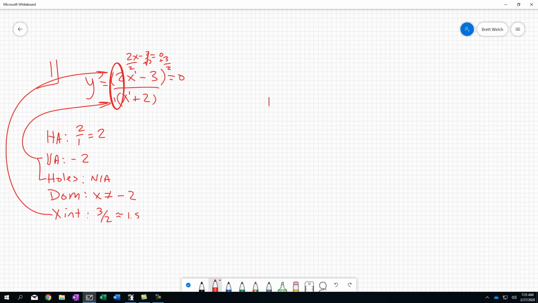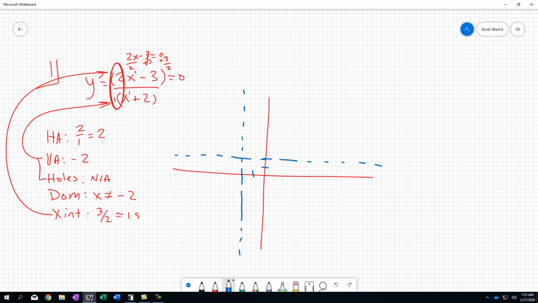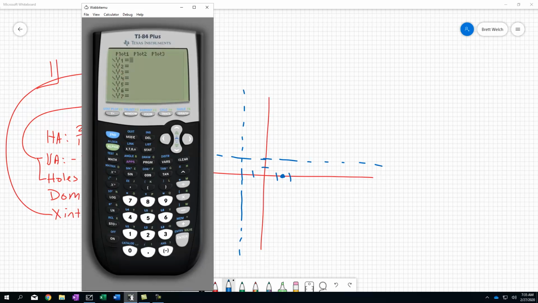Okay, so we go to produce the graph. We're going to throw a few things in. A vertical asymptote over here at -2 would be useful, and then a horizontal asymptote at +2 is also necessary. I'm supposed to cross the x-axis at 1.5, which would be right about there. I'm expecting to cross the x-axis there. Now, I could type this in the calculator, but I already know what this graph's going to look like. But let's go ahead and do it.